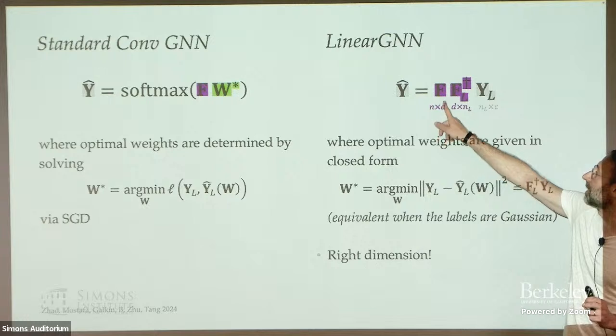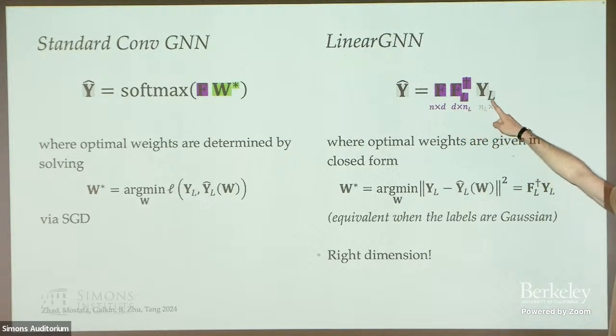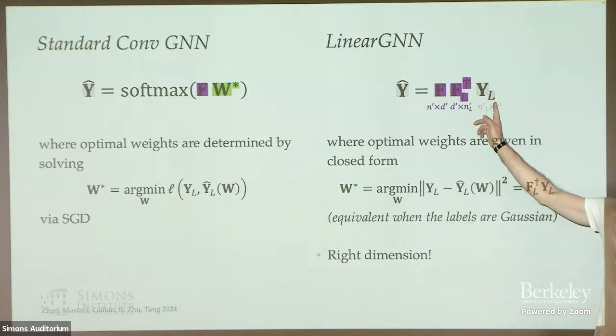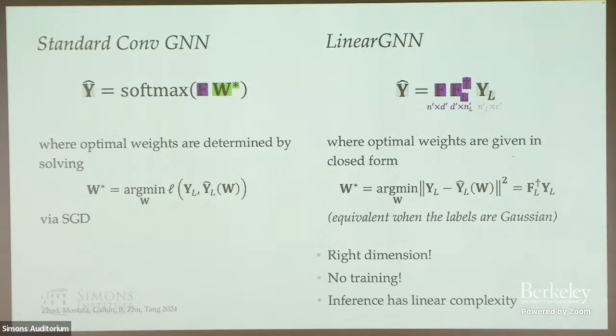So F is N by D. These are diffused features. The pseudo inverse has dimension D by N_L, and Y_L has dimension N_L by C. So if I now give you a different graph with different features and different labels, everything changes accordingly. I'm not relying on any matrix of fixed size. So the output here is given already in the correct form. The dimensions are right, so we don't have the problem that we've seen before.